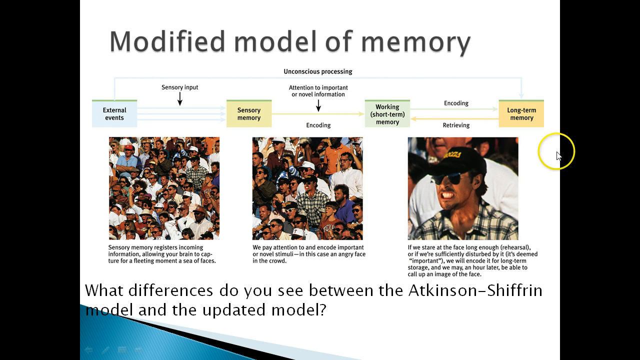Then what's going to happen is if we stare at this face long enough, we rehearse it in some manner, or if it seems important to us, it seems like this person might be dangerous to us, then not only will that face go in our short-term memory, it's going to be encoded into our long-term memory. And it will be saved there until, let's say, someone asks us later on about the man we saw in the crowd, we'll be able to recall some of the details about him.